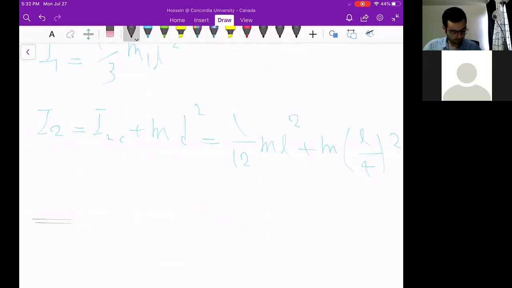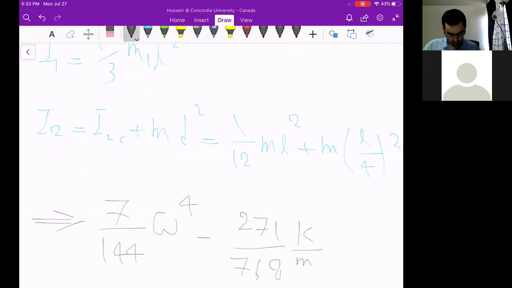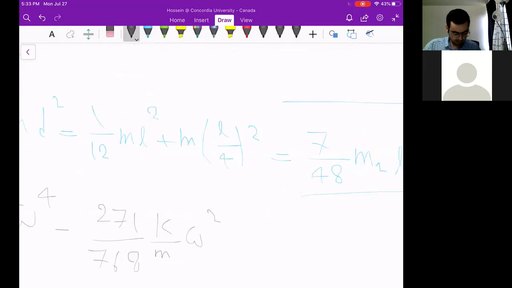So just insert these two mass moments of inertia, then simplify the equation, and you will reach this point: 7/144 omega to the power 4 minus 271/768 k/m omega squared plus 9/64 (k/m) squared equal to 0.